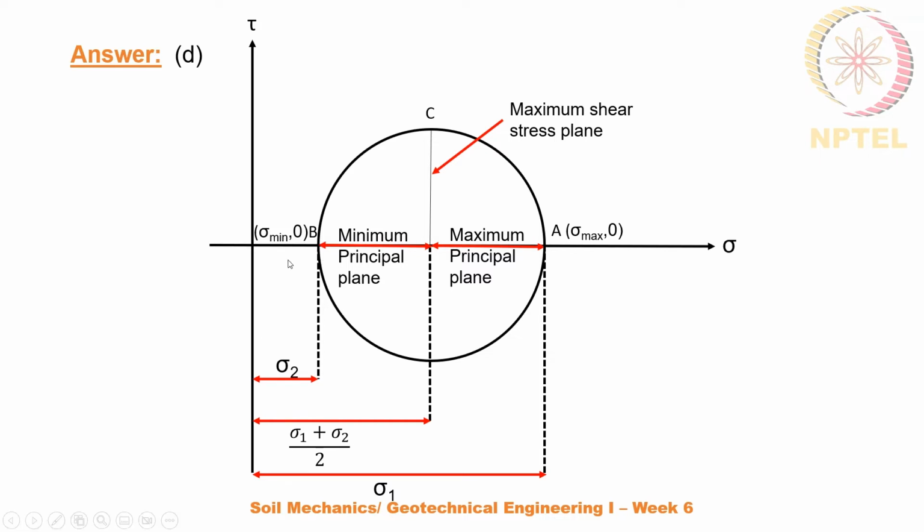So we need the radius plus sigma 2, that is sigma 1 minus sigma 2 the whole by 2 plus sigma 2, which will give you sigma 1 plus sigma 2 by 2.